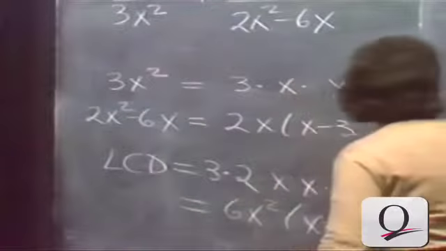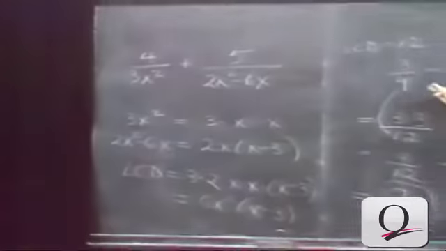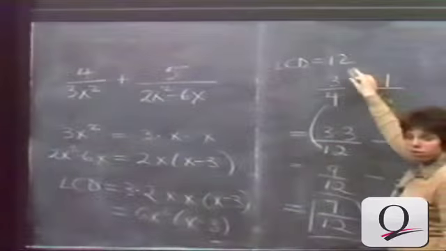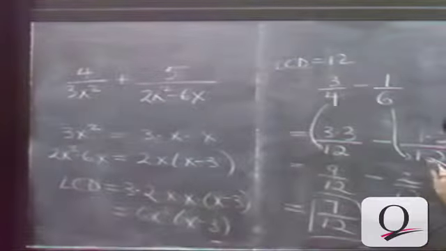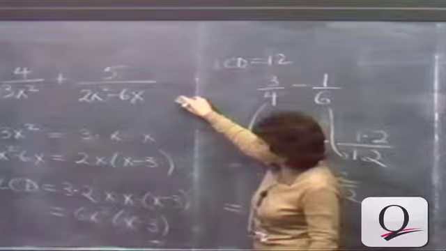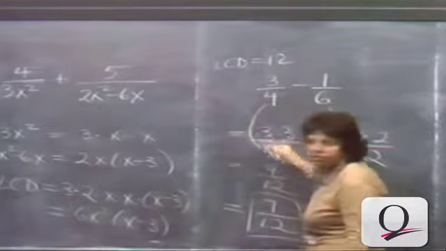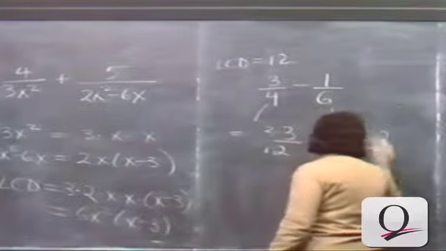Okay, having found the LCD, we're going to proceed as we did in the example with the 3/4 minus 1/6. Once we determined the LCD was 12, we built fractions equivalent to these fractions that had the denominator 12. The same thing here. We're going to build fractions equivalent to these fractions that have the denominator, in this case, 6x squared times x minus 3.